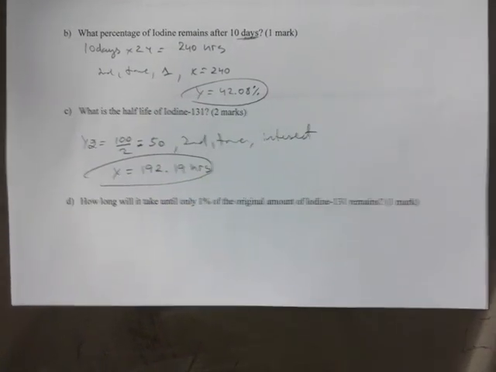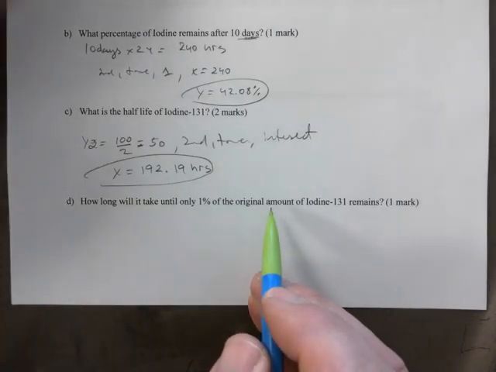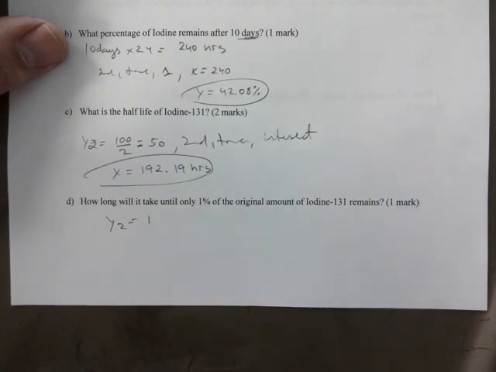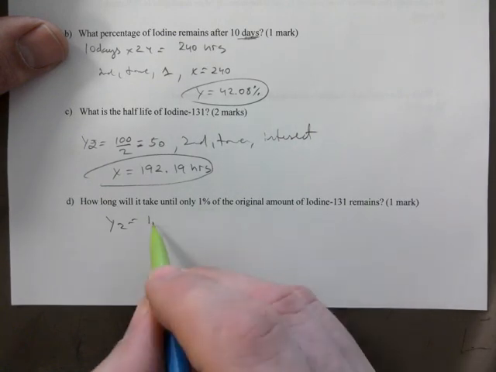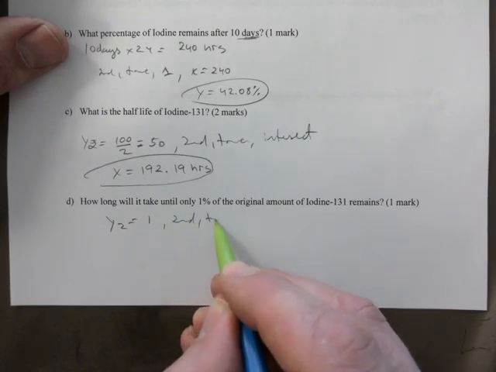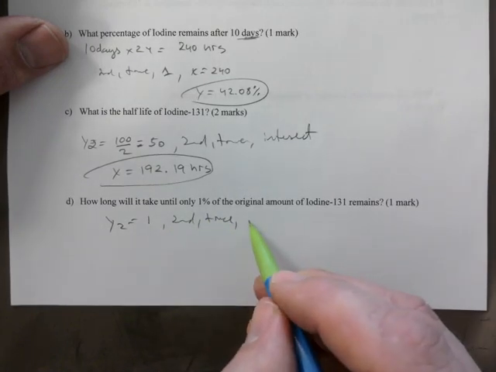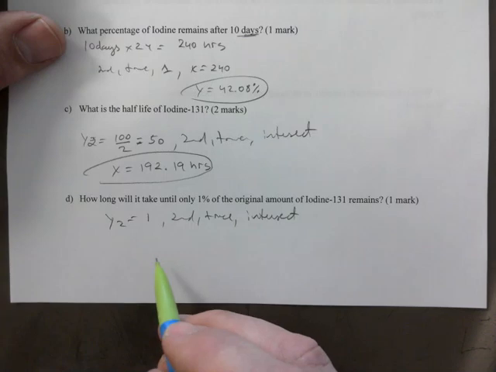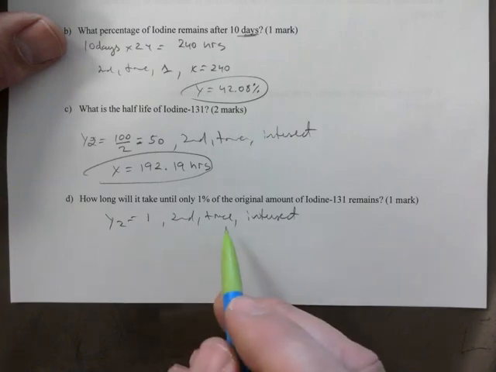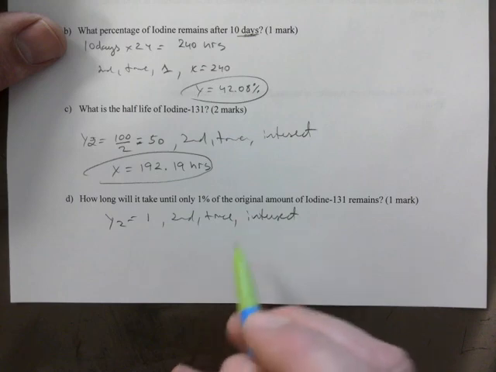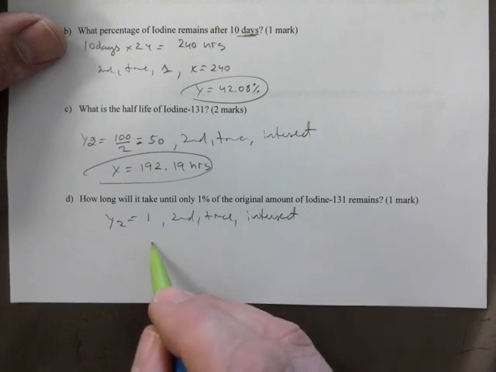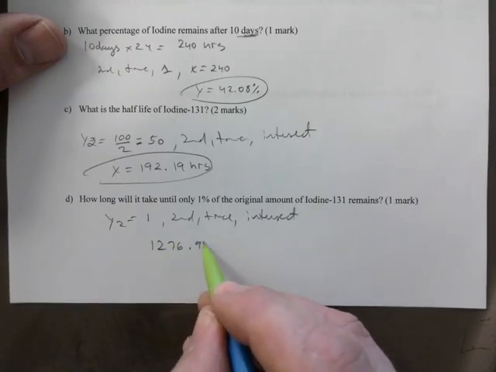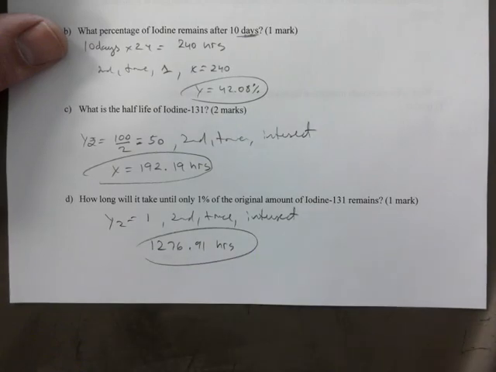How long will it take until only 1% of the original amount is in the body? Okay, y2 is equal to 1. Remember, that is in percentages, so we don't need to divide this by 100. Those are things you're going to have to figure out as you go along. If you do divide this by 100, your answer will probably be pretty ridiculous, so let that guide you. This is 1276.91 hours. Okay.